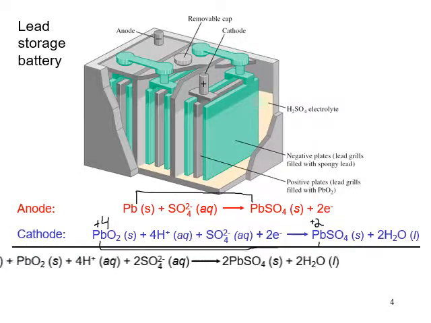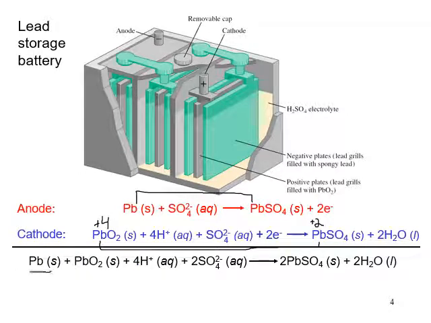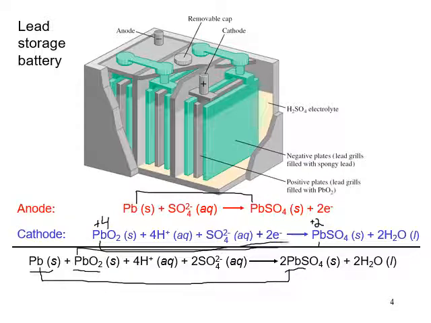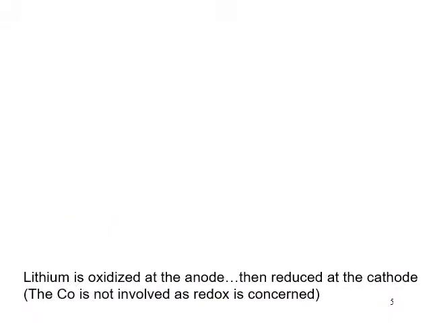Our overall reaction then is lead solid reacting with lead 4+ to make lead 2+. So it kind of looks like a disproportionation reaction, doesn't it? Whereas lead is going from 0 to +2, and lead is going from +4 to +2. So that's our lead storage battery.